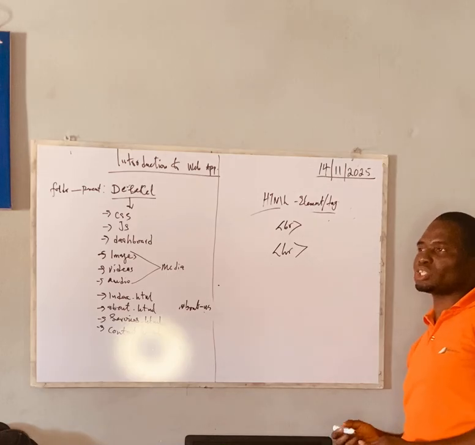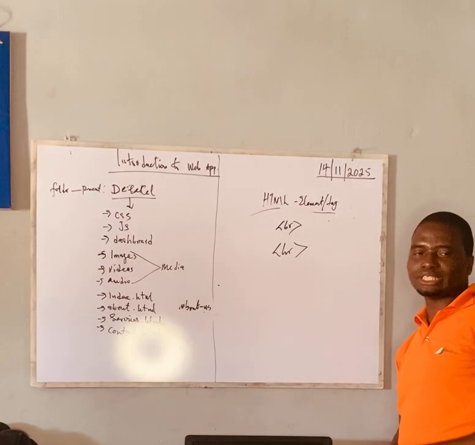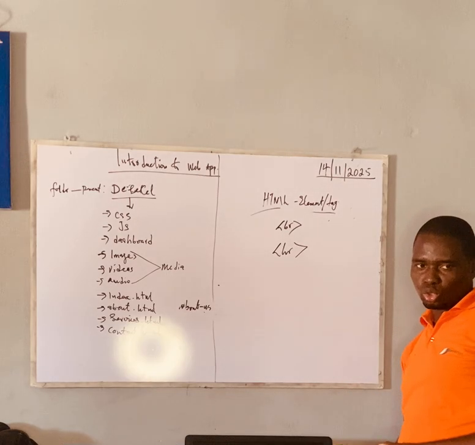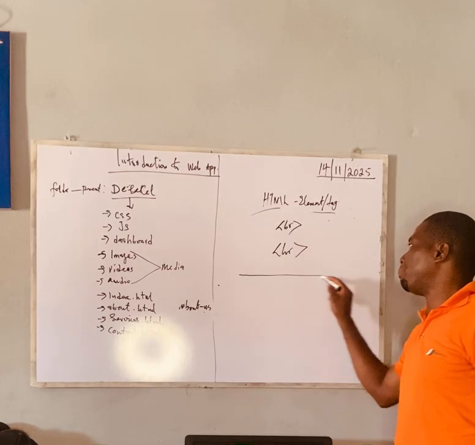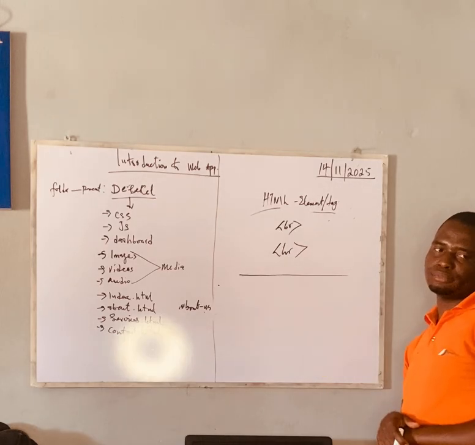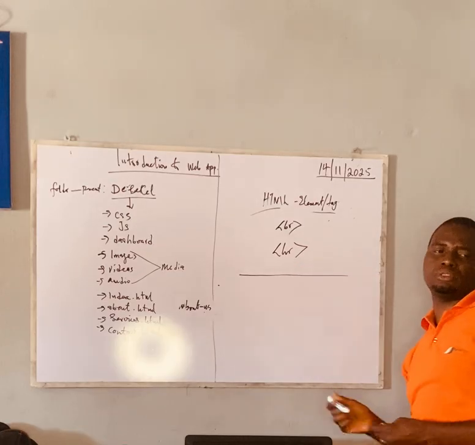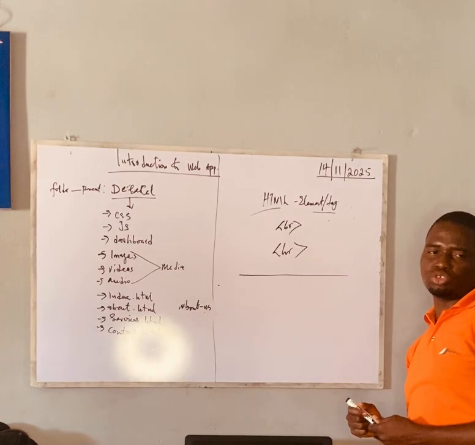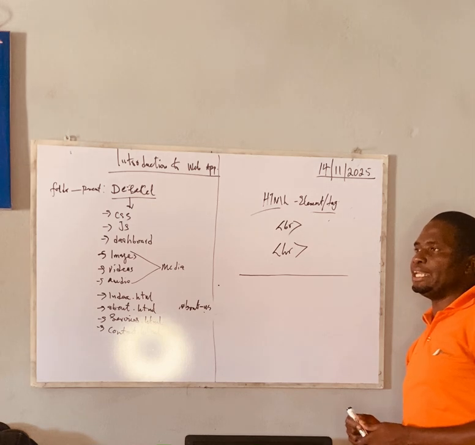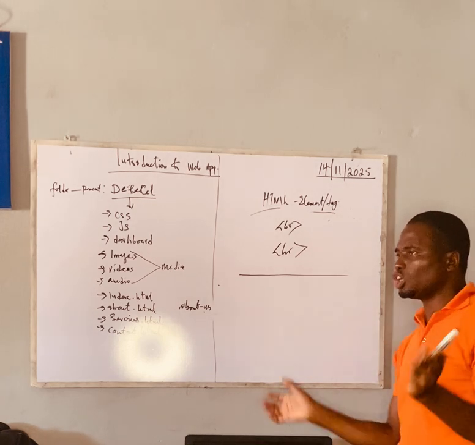The next one is HR. HR is not human resource manager, it is the horizontal rule. So let's assume you want to draw a line. You just say HR, and this line will appear. Are we together? Good.